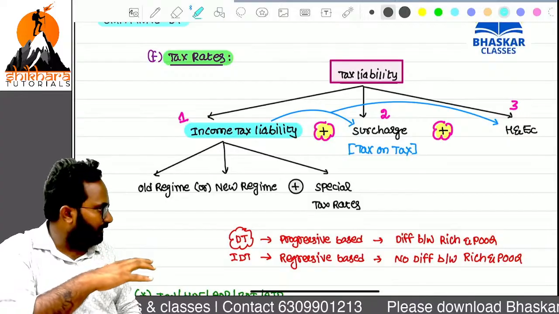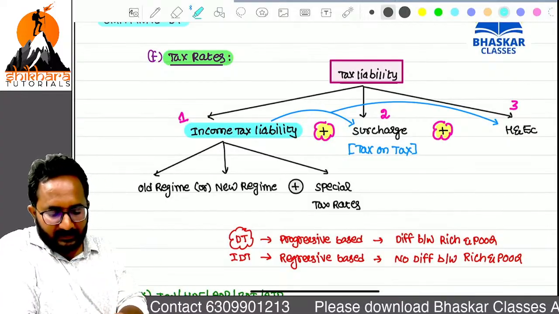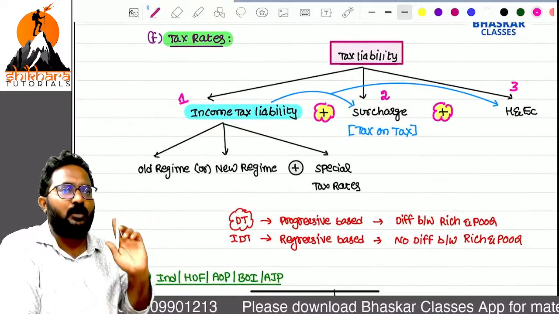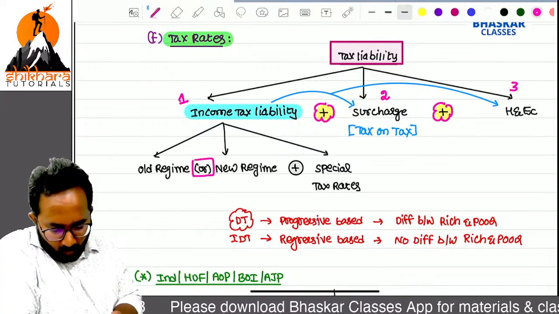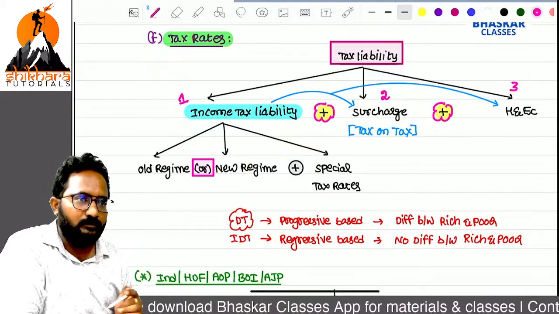What is that, ma? Income tax liability. In order to calculate that income tax liability, they are given the two regimes. Anyone you can follow. That is your option only. So one is called as what, ma? Old regime. Another one is what, ma? New regime. Anyone you can follow.